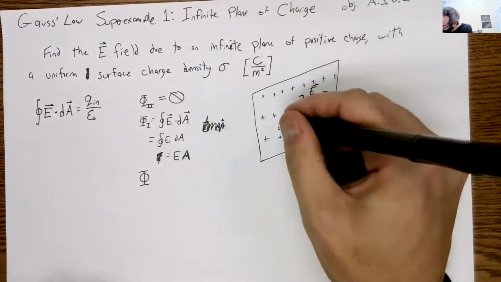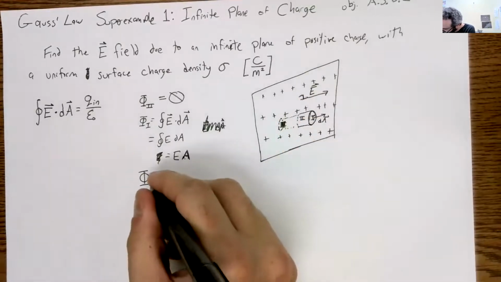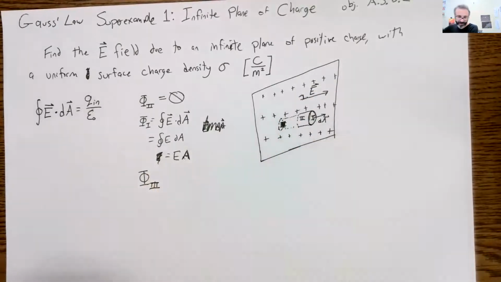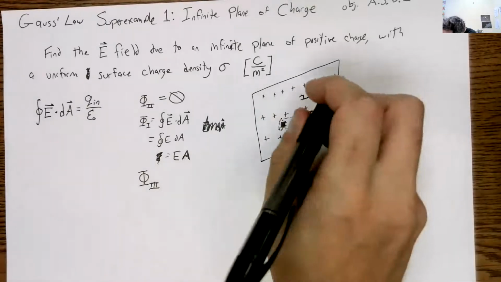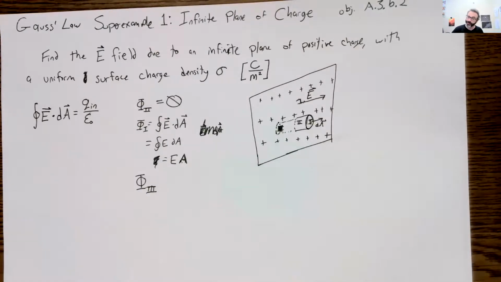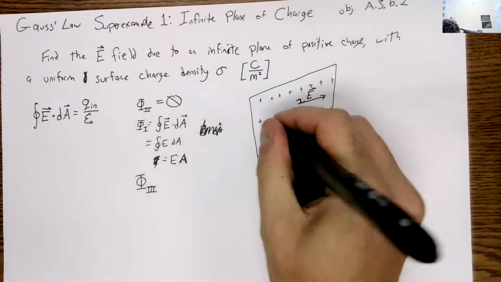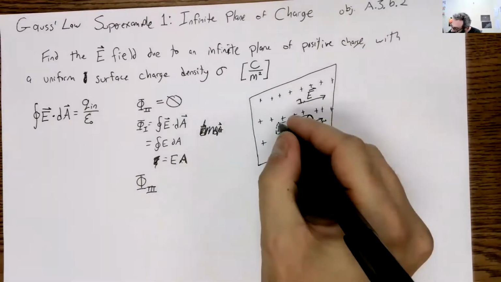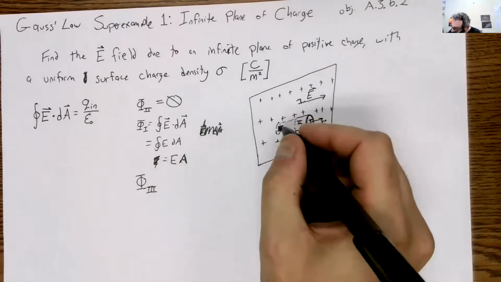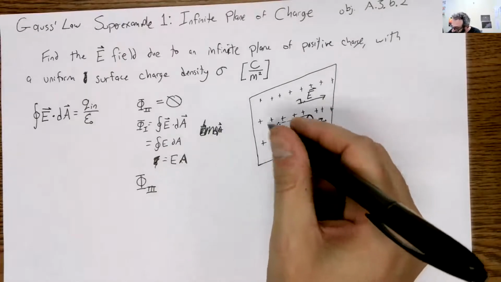Well, before we plug in, let's see. Is it going to be any different on the other side for the third surface, the back end cap of our Gaussian cylinder here? Yes, assuming the other side of the plane is also positive. So on the other side the electric field is still pointing away, right? It's still pointing outwards. On the back side it's pointing away. But so is the area vector for the end cap. The outward vector for this end cap is also pointing away.